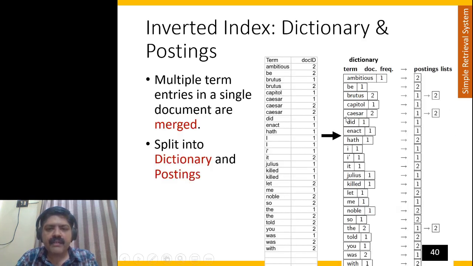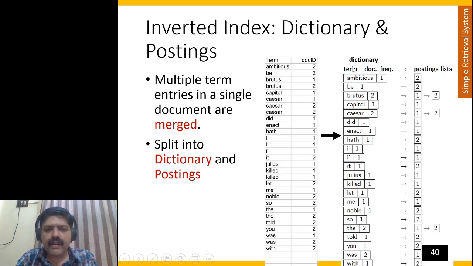For example, the term Caesar appeared in document 1 and document 2. So I have a sorted list where there is a head pointer here, and sequentially we can traverse from one to the other till I know this is the last element of the list. Similarly, I have a Brutus list and a Caesar list and so on for every term that I recognize. This entire thing is what I call an inverted index, and the left side of the inverted index is what is called a dictionary.